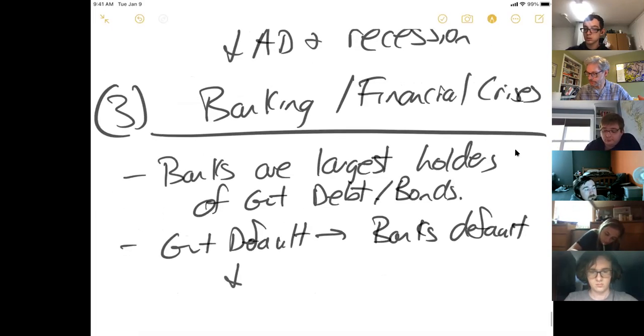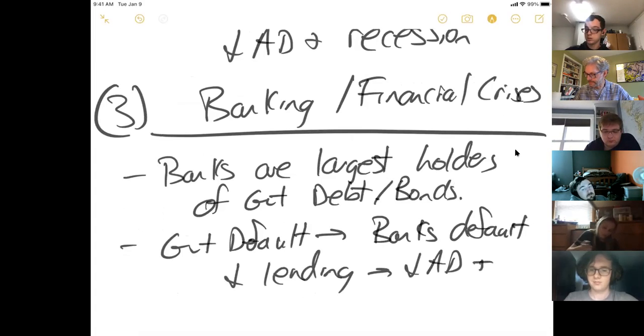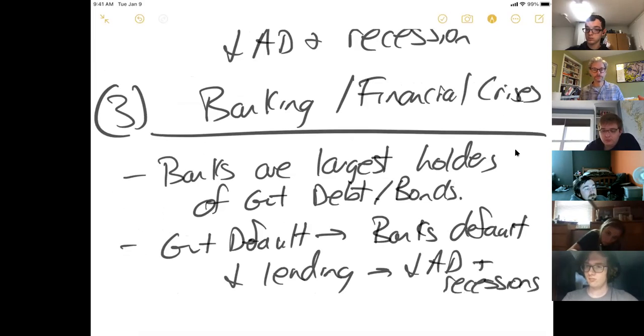And then you have this huge collapse in lending and falls in aggregate demand and big recessions. So usually when you have a debt crisis, you're going to have a financial crisis too in some way, shape, or form. Banks are going to fail. Financial markets are going to collapse. The stock market might drop to nothing.